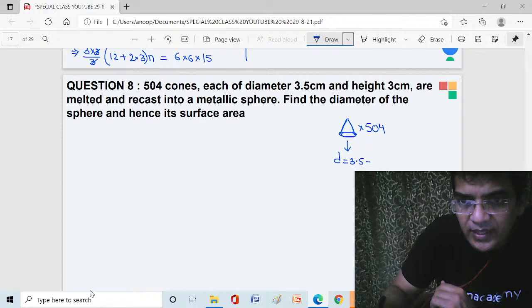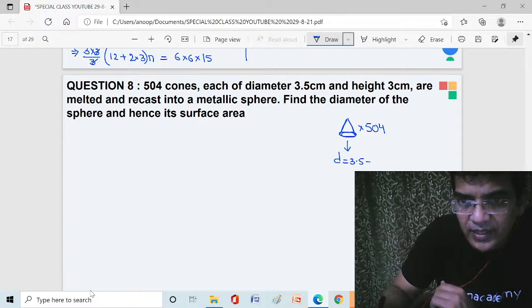Now these cones are melted and recast into a single sphere. And about this single sphere, they are saying you have to find the diameter of this sphere. Now see, this is the question. Now let's try to understand this question.